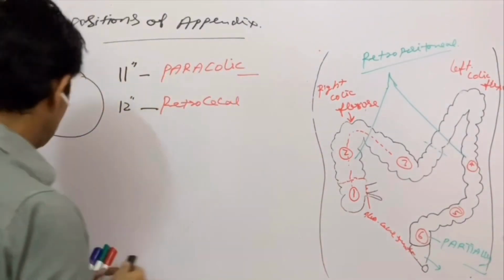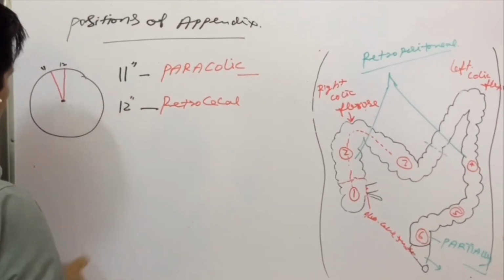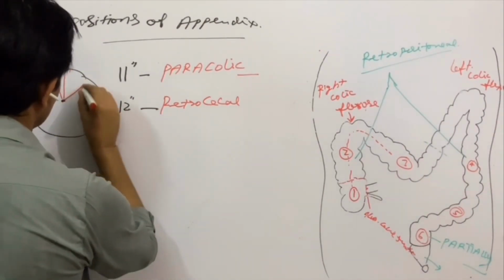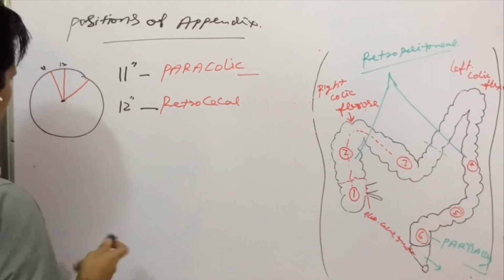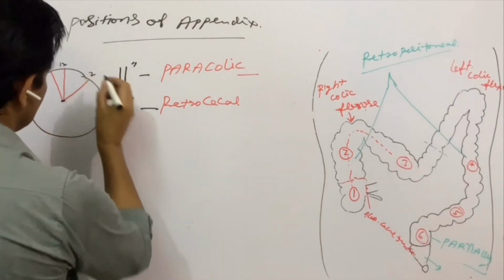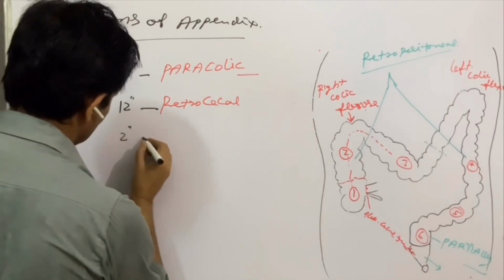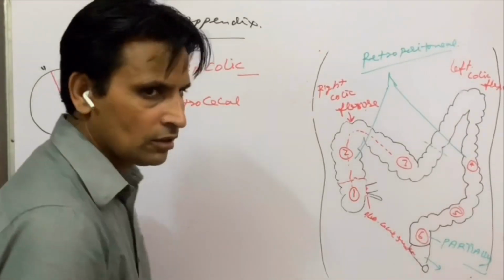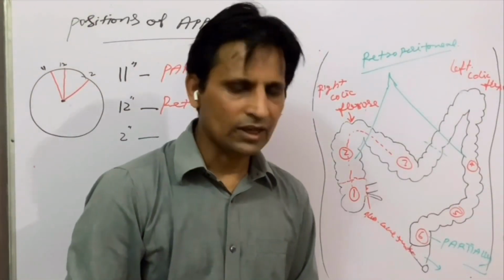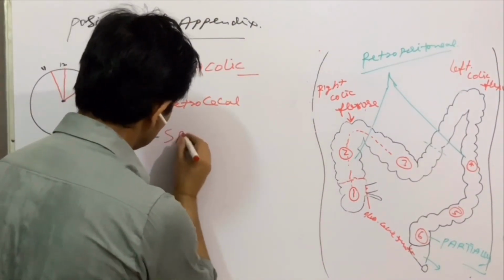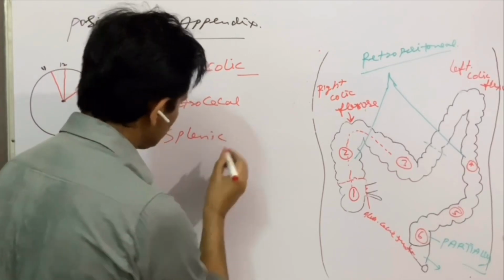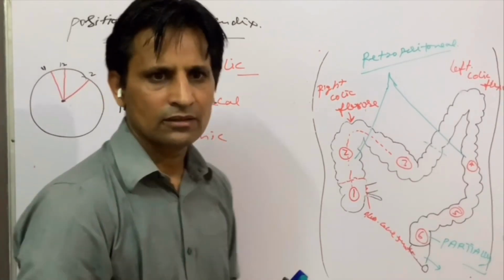The third one is the 2 o'clock position. That would be like this. This is the 2 o'clock position, and this 2 o'clock position is known as the splenic position of the appendix, right?